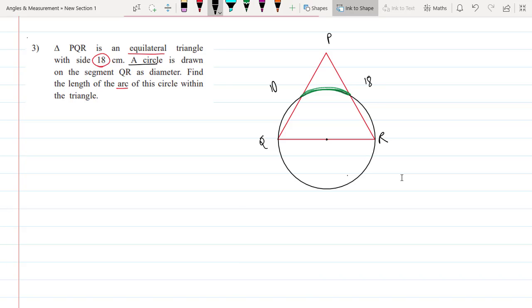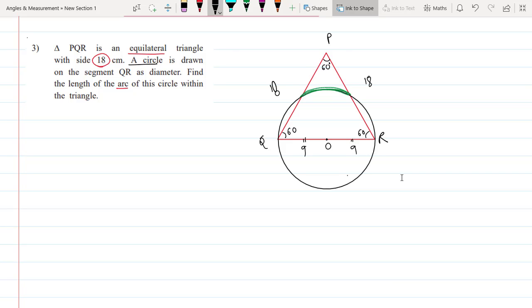Yes, everyone. So this is the center. Let's name this as O. As this is 18 centimeters, this part becomes 9 and this part becomes 9, as O is at the midpoint because it's a diameter. This is 60 degrees, this is 60 degrees, and this part becomes 60 degrees because it's an equilateral triangle. Thank you, it should be 9 and 9.